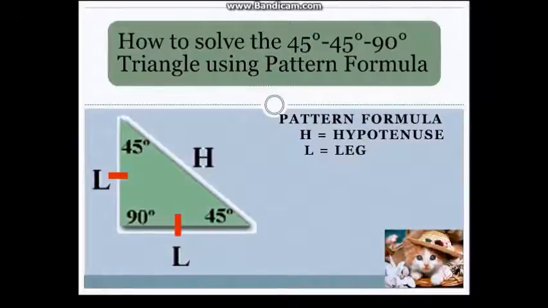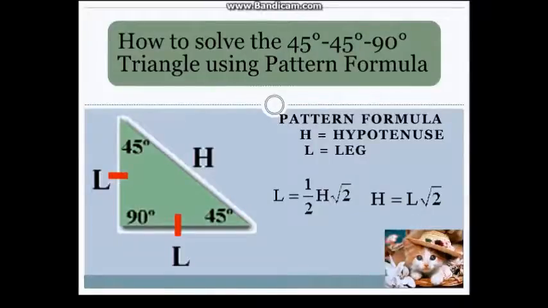We can solve for the hypotenuse, or the longest side, by multiplying the square root of 2 to the measure of the leg. We can also solve for the leg, and that is by taking half of the hypotenuse and multiplying it by the square root of 2.